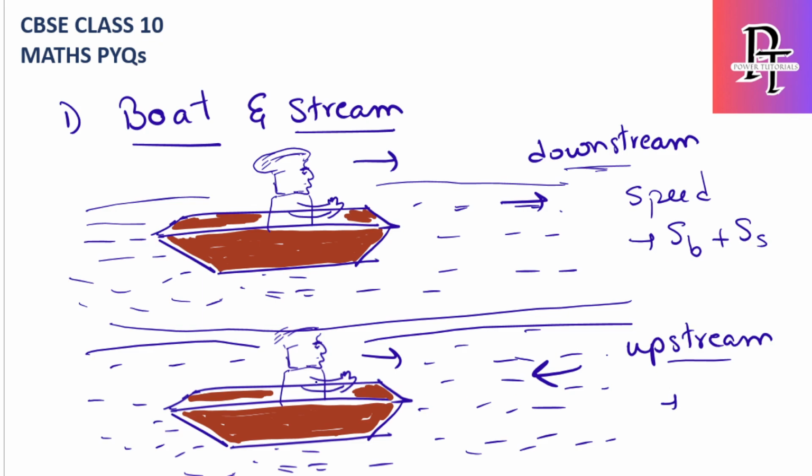Upstream means the boat is going against the direction of water, because as you know every river flows from the origin point to the sea, so it is only in one direction, it will not go backward. So if you want to go in the opposite direction of water, then we call it upstream. So downstream means in the direction of water, upstream means in the opposite direction of water. What is happening here? These two speeds are opposite to each other, hence the resultant speed, that is effective speed, will be speed of boat minus speed of stream. Okay, this you have to remember.